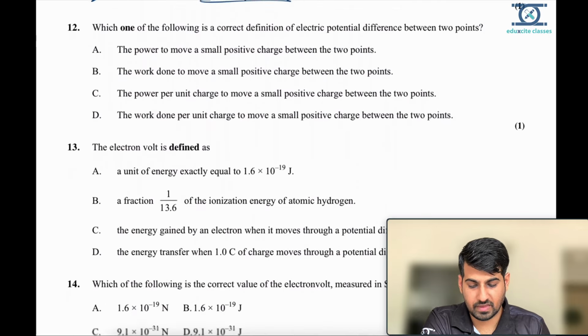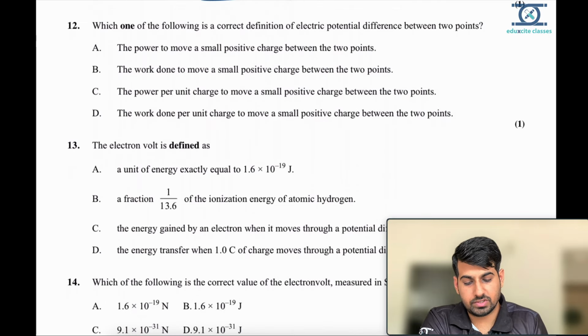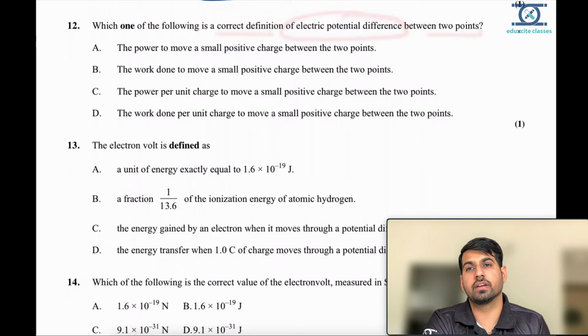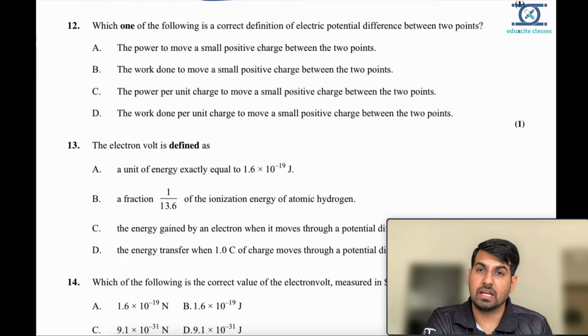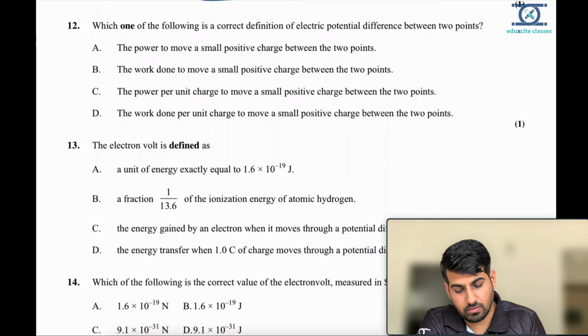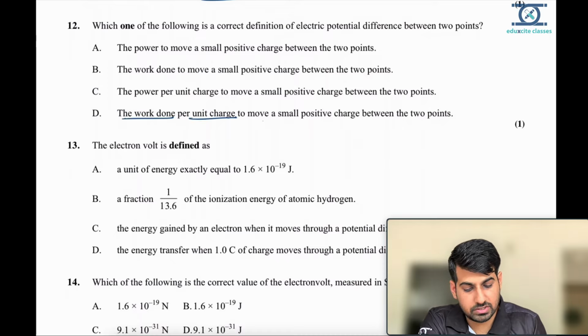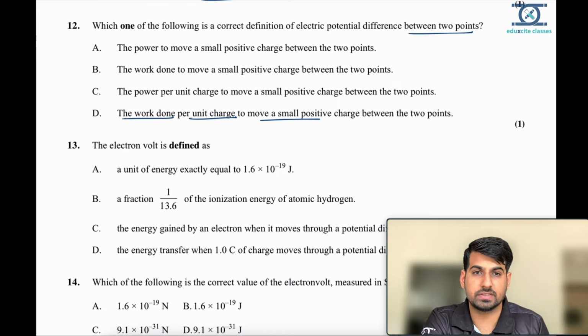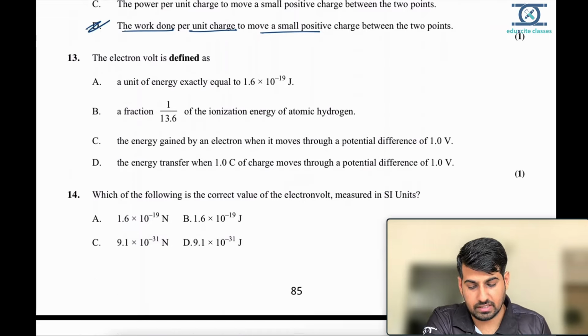Now question number 12, which of the following is the correct definition of electric potential difference between the 2 points? Now again guys, you should know each and every definition because IB generally asks in MCQ as well as in paper 2 as well. So you should be very clear about how to define the key terms. It is very specific. So if you look, it is the work done per unit charge to move a small charge between 2 points, because it is asking between the 2 points. So option D is the right answer.